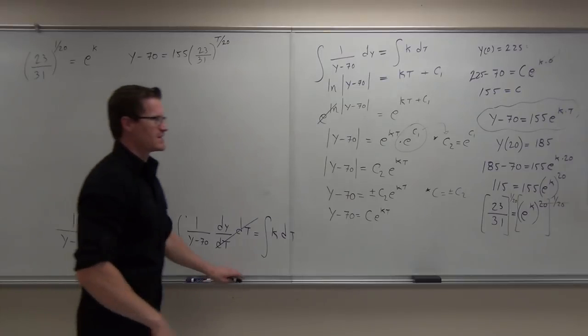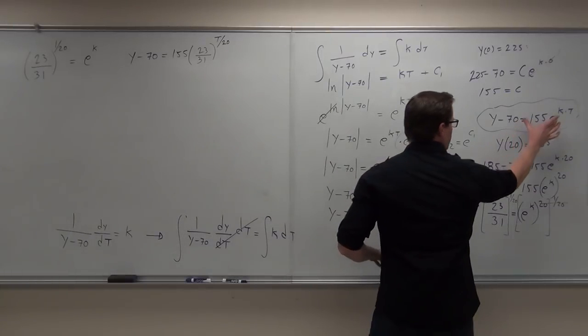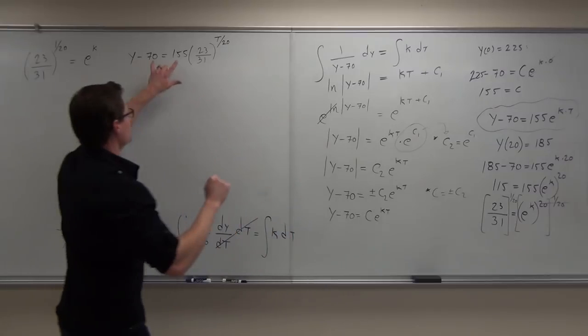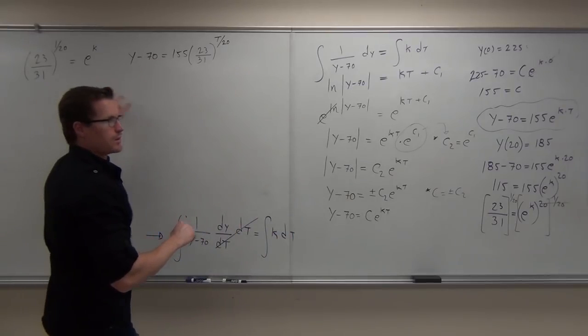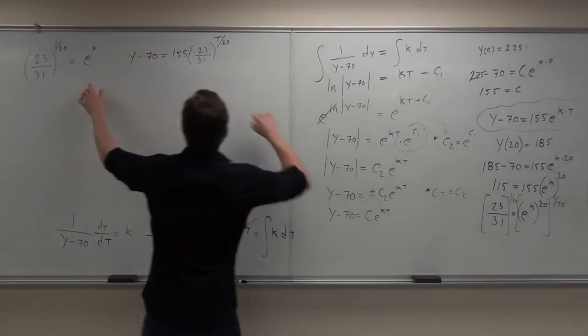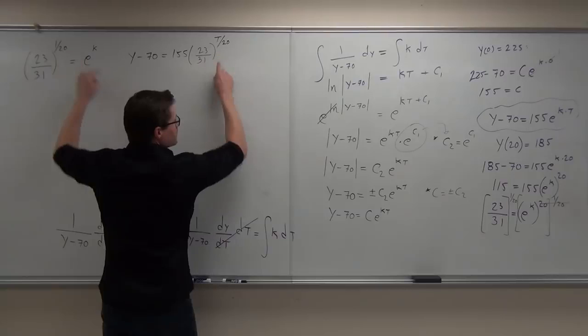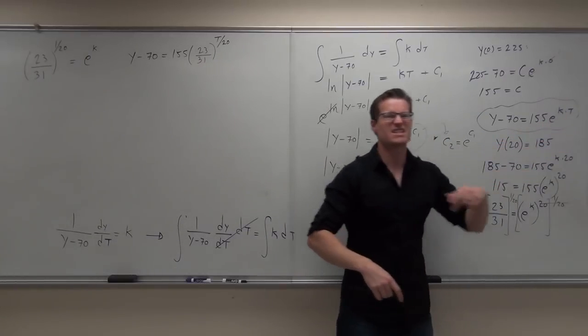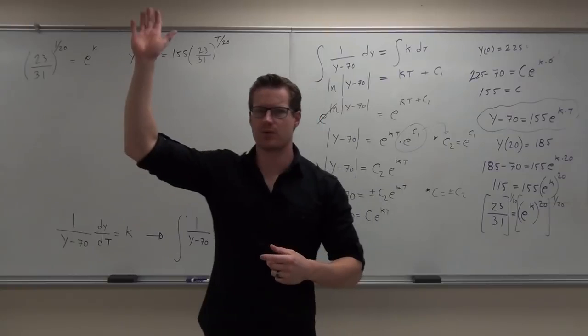I need to make sure you guys get this. Are you okay translating from this guy to this guy using this? Same thing. E to the k is now this piece to the 1 over 20, but since I'm multiplying by t, I get t over 20 instead of 1 over 20. Show of hands if you're all right with that one.